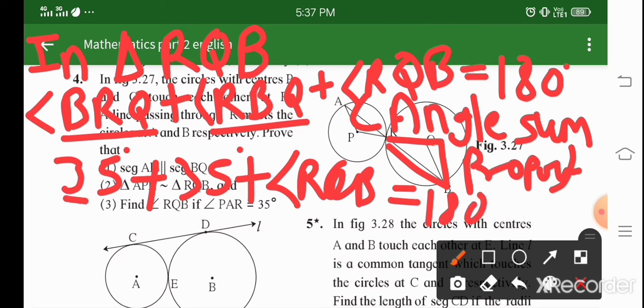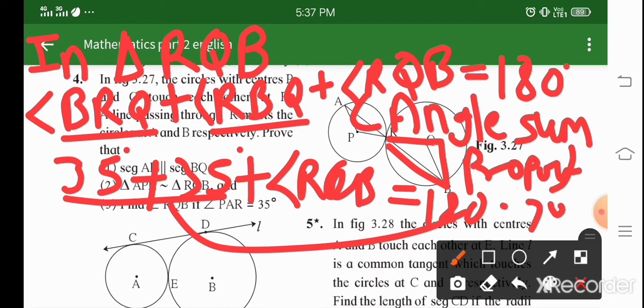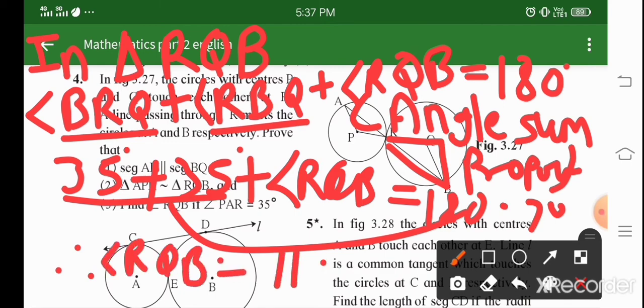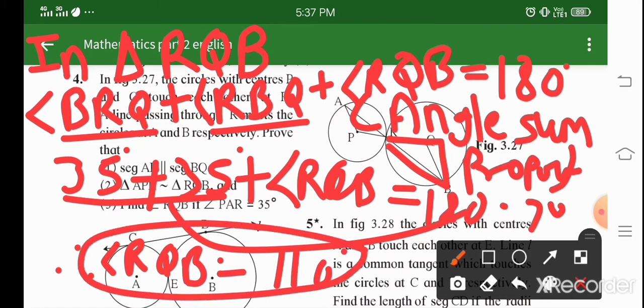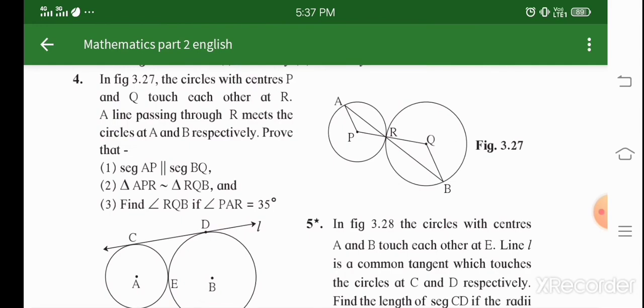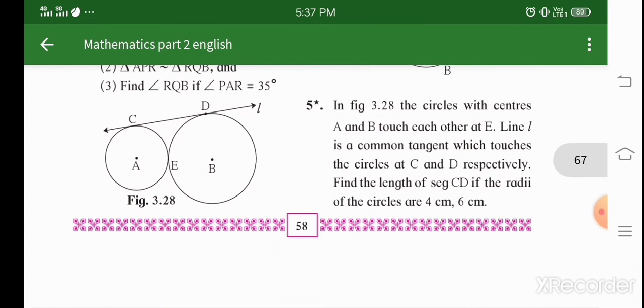So this 35 will become 70. Just take this 70 to this side, it will become minus. So 180 minus 70 will be 110. So you will get angle RQB as 110. With this we have completed our question number 4 also. So now let's move ahead. Now we'll solve question number 5.